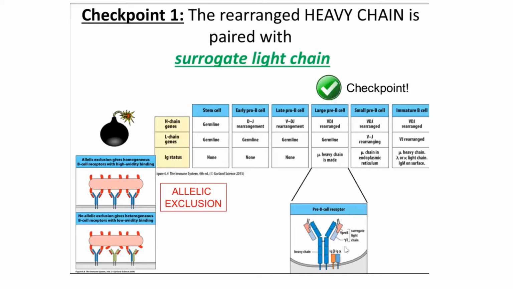V-pre-B and lambda-5 look like a light chain, and they pair with a functional heavy chain the same way a light chain will, okay? And we don't want to go through the process of making a light chain if our heavy chain is bad, because rearranging a light chain is an arduous, energy-sucking process, both for the cell to do and for you guys to learn. I'm sorry, it's just kind of annoying. But it is important because you have to learn this V-pre-B and lambda-5 to make sure that it's okay for your heavy chain.